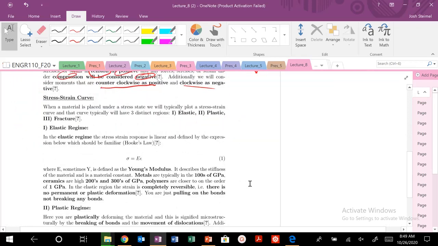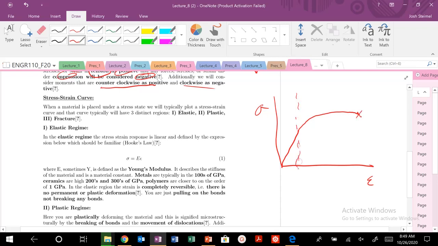So stress strain curves. Hopefully people remember this from material science. Let's look at it here, one right here, right here. Let's identify some key regions. So here and right here. This first region is our elastic region. The second region is our plastic region, and our third region is our fracture region right here.